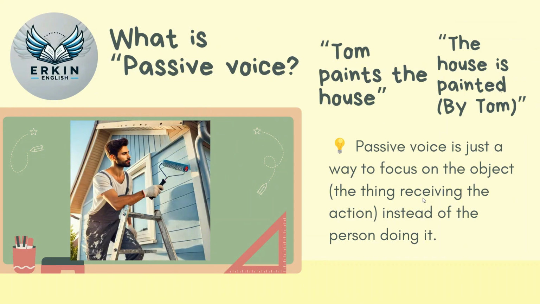So let's take an example here. "Tom paints the house." This is spoken in active voice, because the sentence focuses on Tom, the person doing the action. The second example says "the house is painted." It's not exactly told that it was painted by Tom, but the focus is on the house. So this is spoken using passive voice. In the passive voice, the thing receiving the action becomes the subject of a sentence. That's the whole key idea.